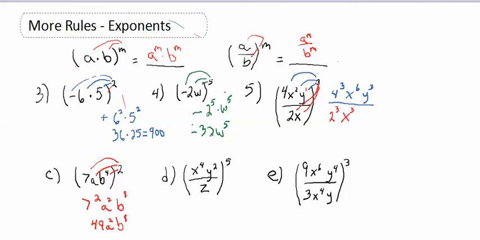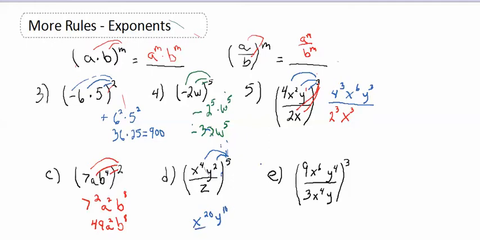Okay, the next one, letter D. Again, we're going to distribute the exponent that's 5. Okay, so now we're going to take 5 and multiply 5 with the 4, so it's going to be x to the 20th. We're going to multiply 5 with the 2. So 5 with the 2, it's going to be y to the 10th.